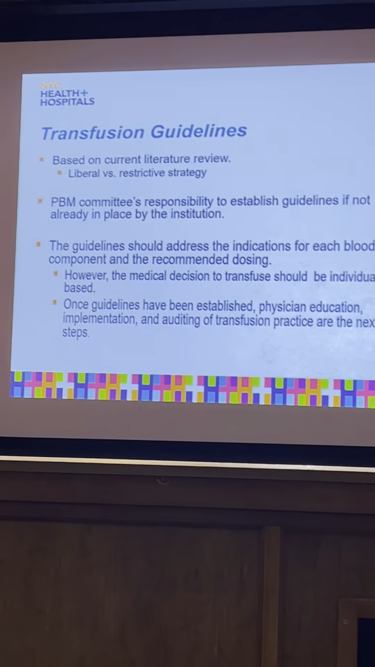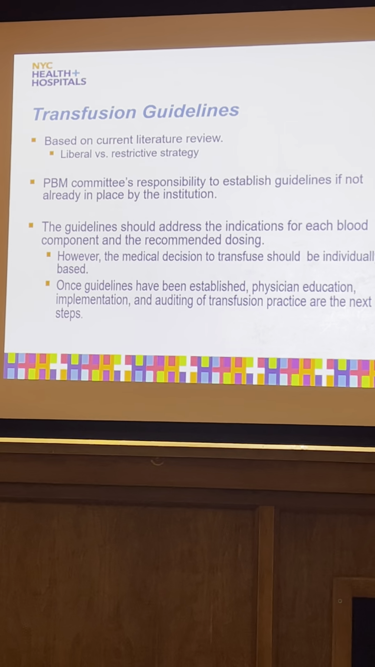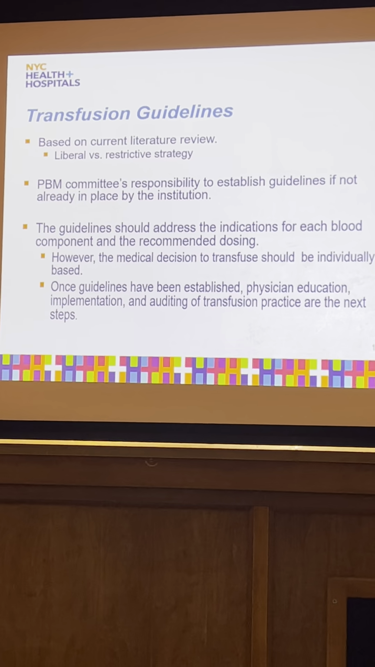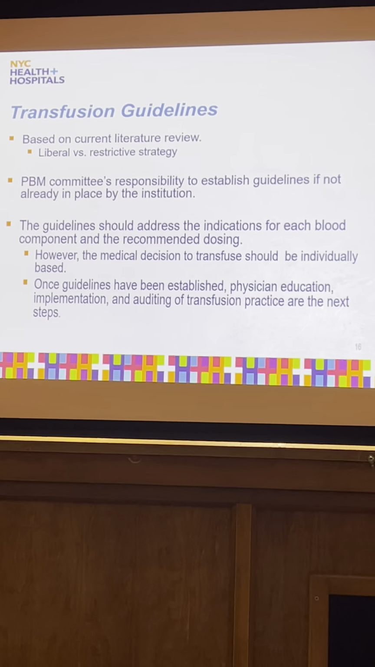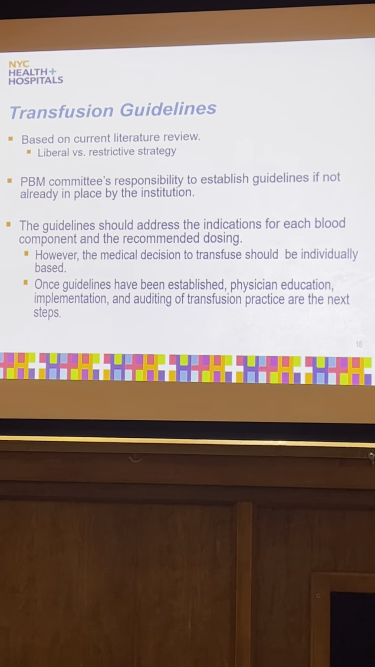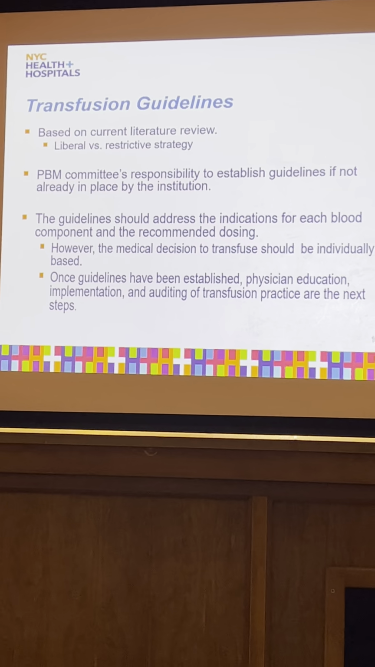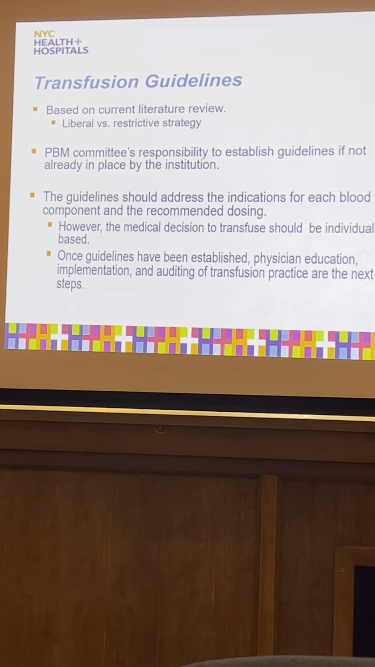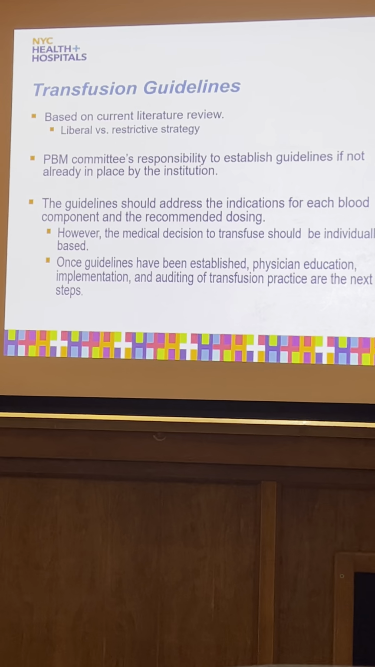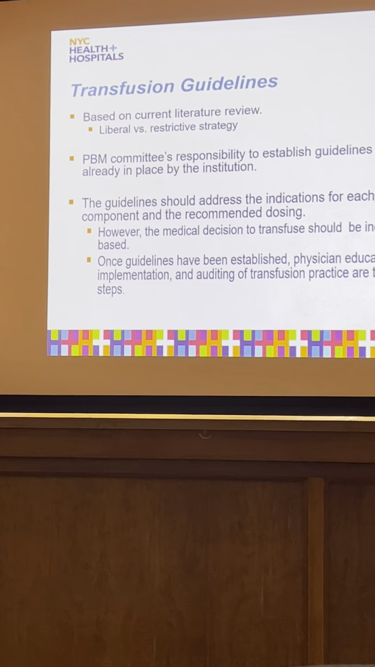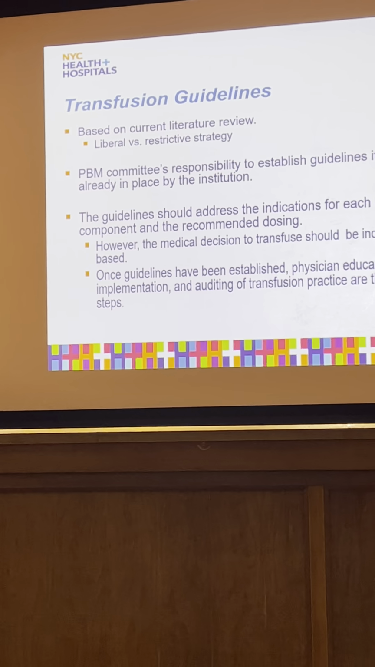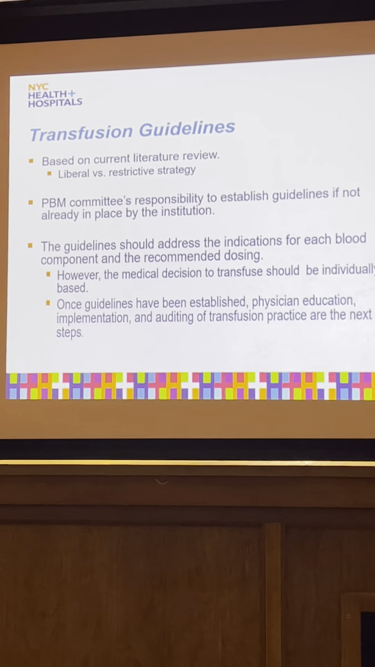So the PBM's responsibility is to establish guidelines if not already in place by the institution. Since I've been here 2 years, we haven't really talked about the guidelines and updating them. Because EPIC is part of the larger system, I'm sure a number of other people who were not involved discuss these numbers, but I'm not aware of any meeting. If you're interested in looking at updated data, then the PBM committee can discuss that in a journal club kind of setting.